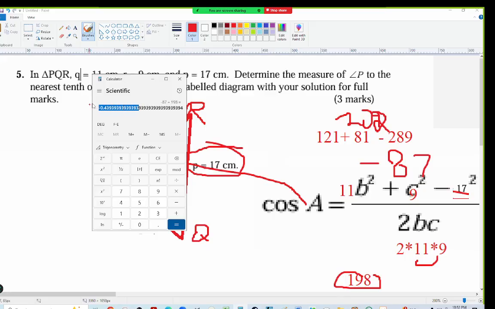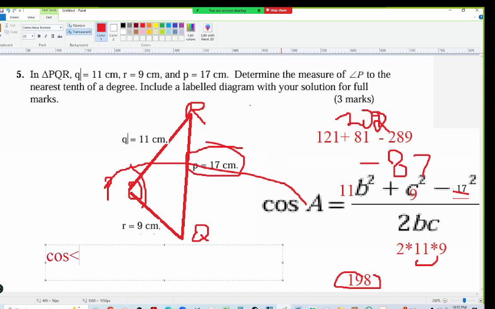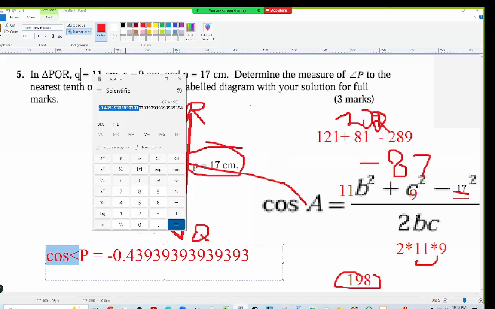So I'm going to copy most of it. So ultimately, this is what I end up with. The cos of angle P is equal to this number. What do I do? Inverse sine. Inverse, almost. Inverse the cos. What do you call it? Inverse cosine. Yeah. So when it's the cosine law, you've got to do the inverse of cosine.